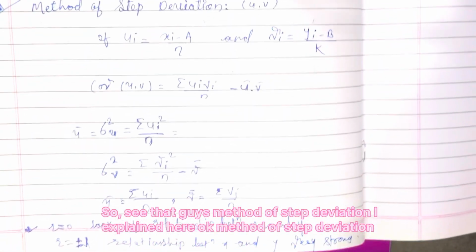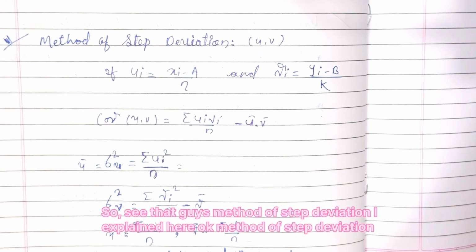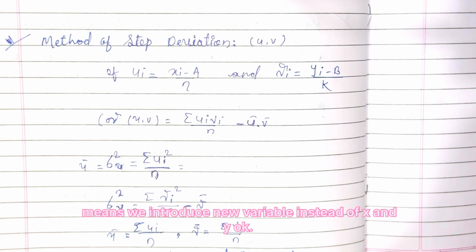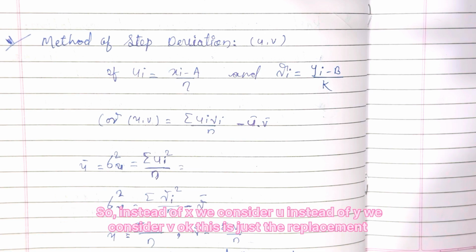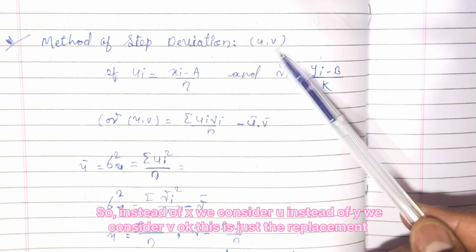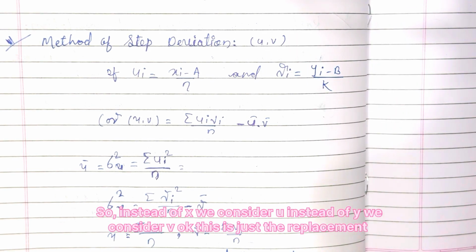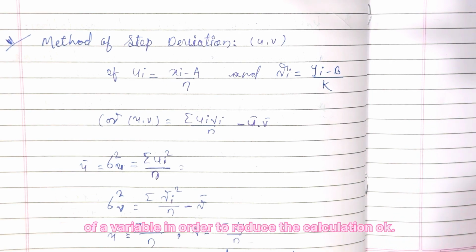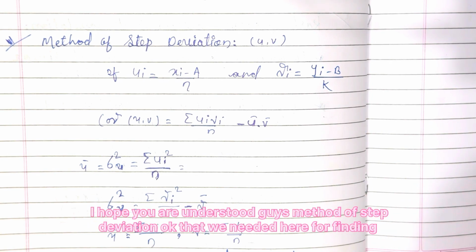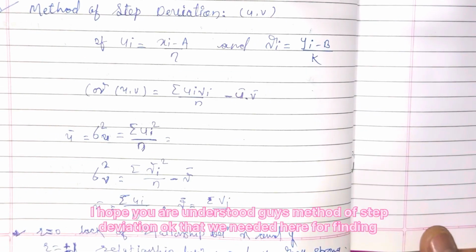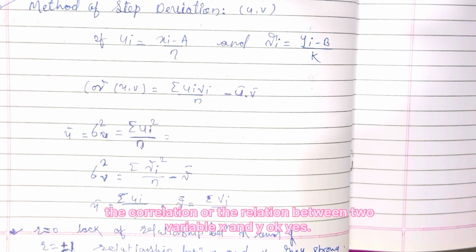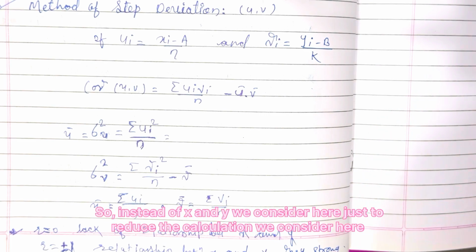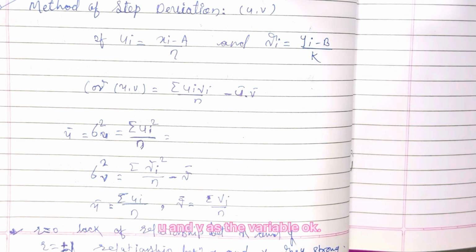So, guys, I have explained the method of step deviation here. Method of step deviation means we introduce new variables instead of x and y. Instead of x we consider u, instead of y we consider v. This is just the replacement of variables in order to reduce the calculation. I hope you all understood the method of step deviation, which we needed for finding the correlation or relation between two variables x and y.